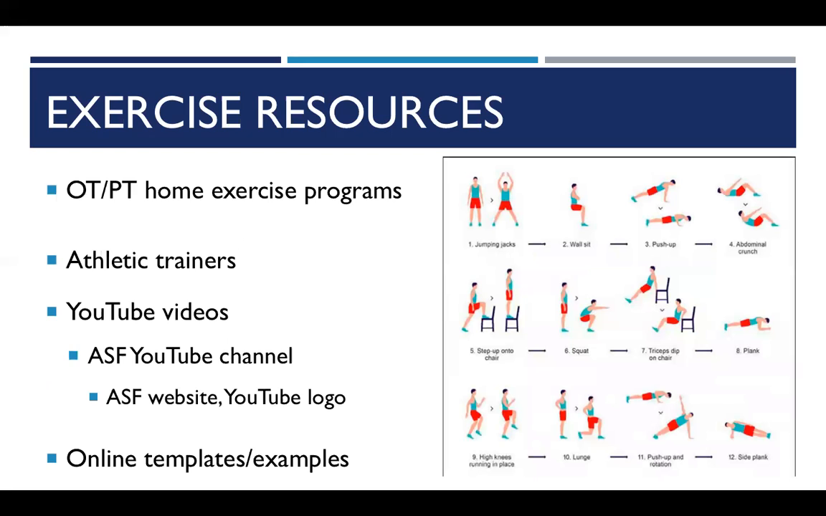So some exercise resources, OT and PT home exercise programs. So if you've had a stroke or if you've ever received occupational therapy or physical therapy, most of the time, they'll send you home with a home exercise program. And it may sometimes look like this picture that I have here, but they give you those as a resource to use while you're at home, so you have something to refer to. So if you have one of those laying around, you could get that back out and do some of those exercises. And then athletic trainers are a good resource. They are specifically trained to help you with those things, so they are great to go to.